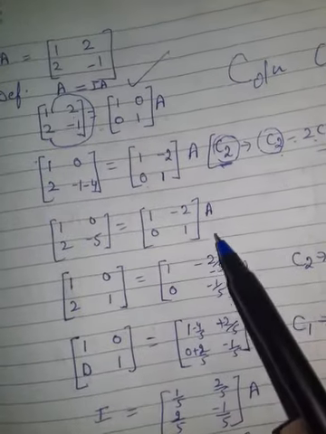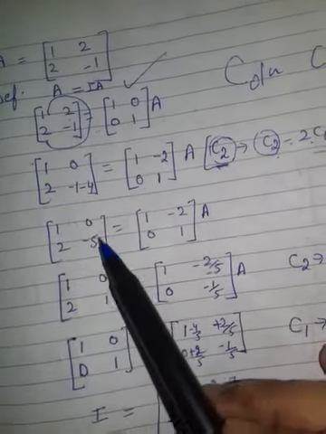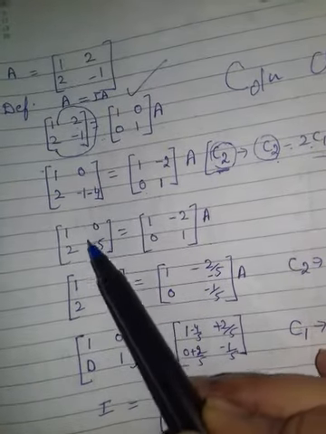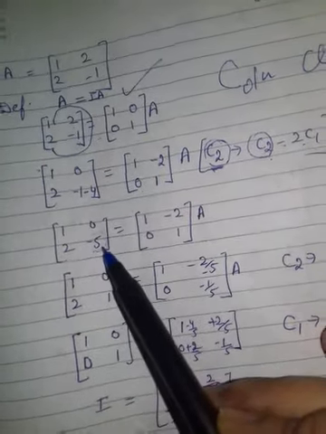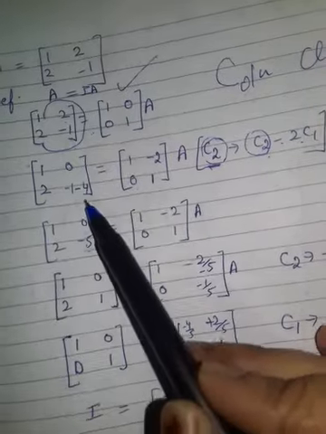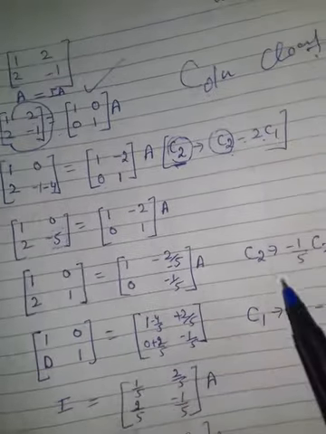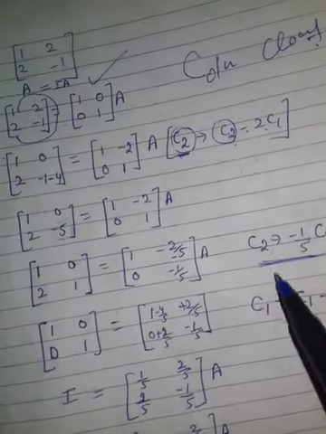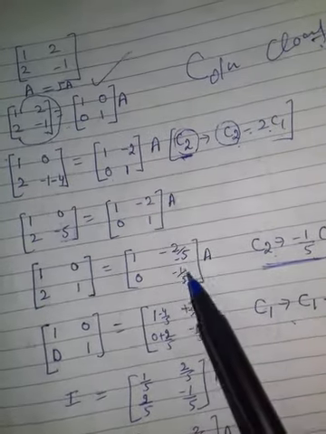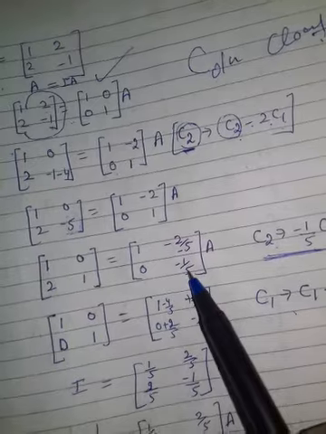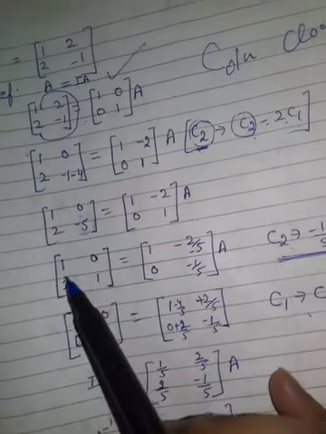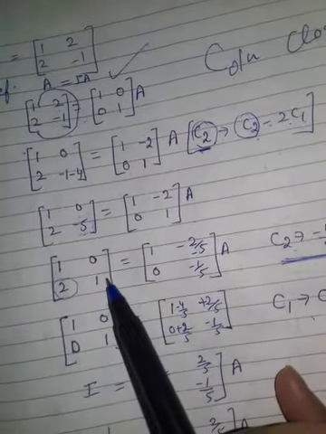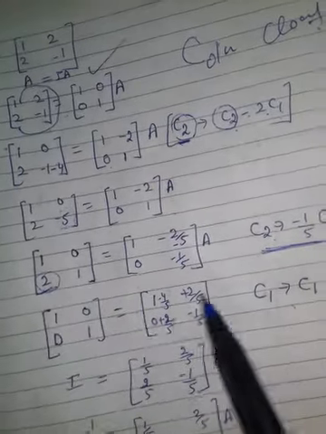Clear? Now what are you doing? You know you have to make it 1. 0 1 0. So it can be done by operating on C2, -1/5. See, we are applying the same operation. Now we will multiply with -1/5 here also. Clear? Now you want 0 here. It can be done if I operate on C1.